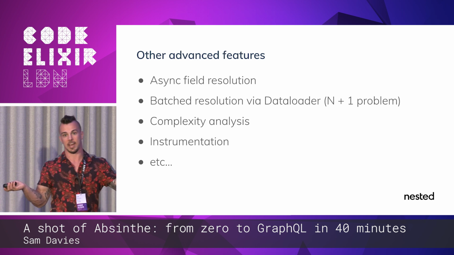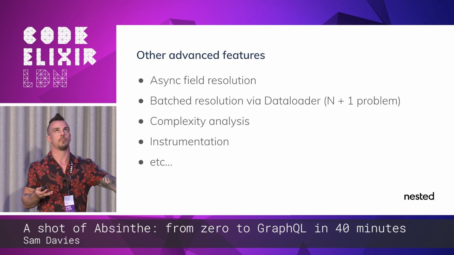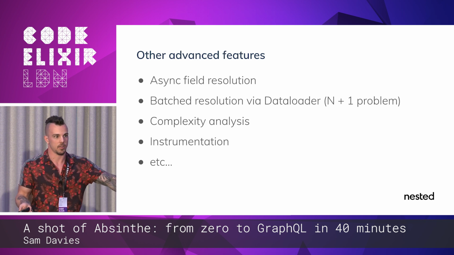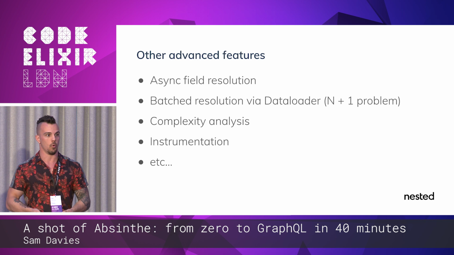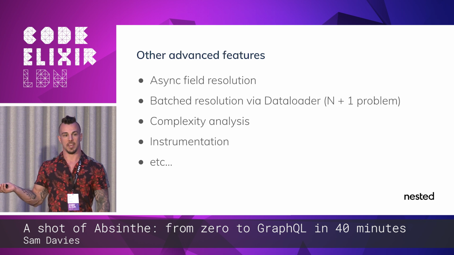Absinthe gives you complexity analysis. One of the issues that people might have with GraphQL is, okay, well, what happens if someone makes a query for your entire database? And that's a legitimate concern, right? Because that could bring your application down to a halt, opens you up to denial of service attacks, this kind of thing. You can put the brakes on that by using this complexity analysis function.